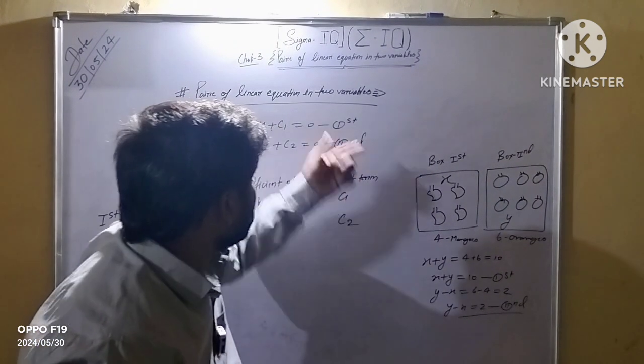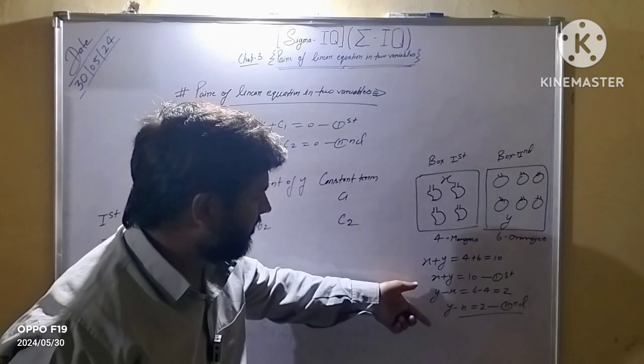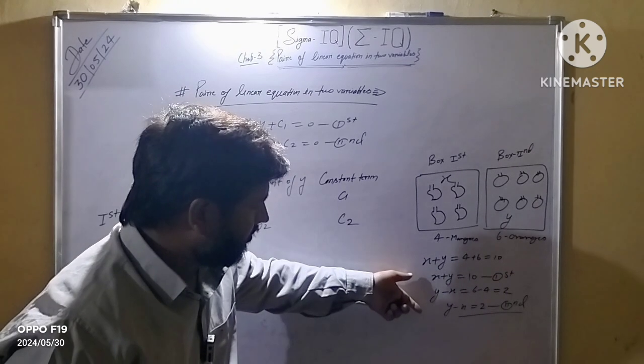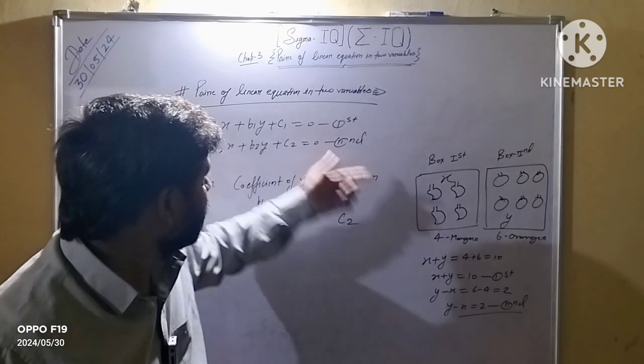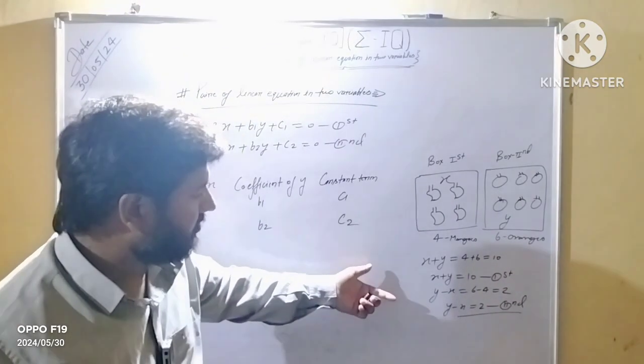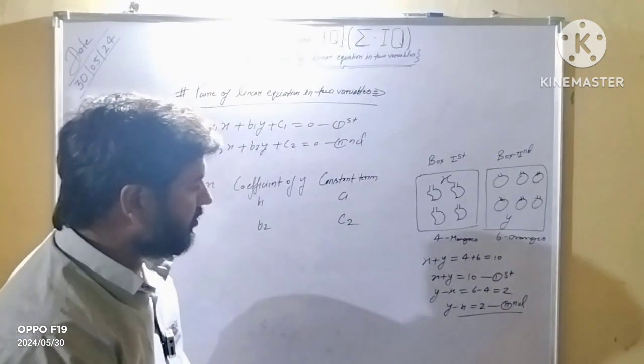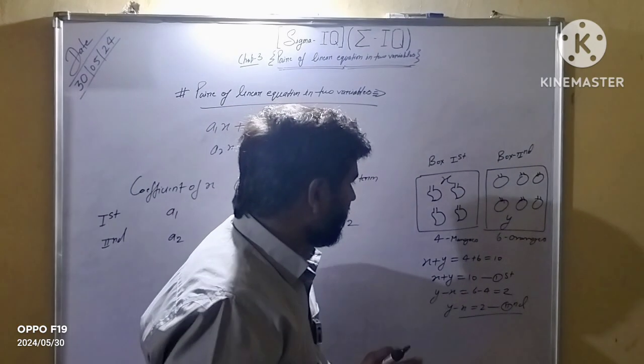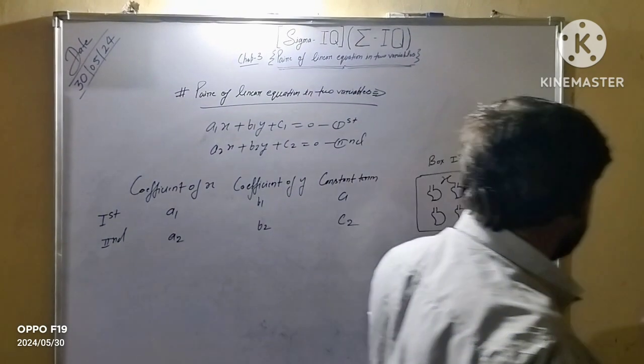This is the pair of linear equation in two variables. Now we can solve with the help of graphical method or substitution method or elimination method. We can get the value of x and y. I think it is clear to all of you. Okay.